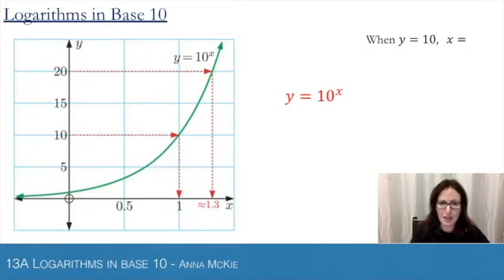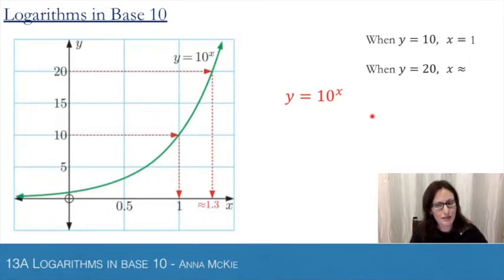1. Let's think about that. Because we're saying 10 raised to the power of what number would give you 10? So that would have to be 10 raised to the power of 1 to give you 10. What about if y was 20? So from the graph that we can see, if y was 20, let's come along and see what our x-coordinate would be. And so what we're saying here is 10 raised to the power of what gives you 20?